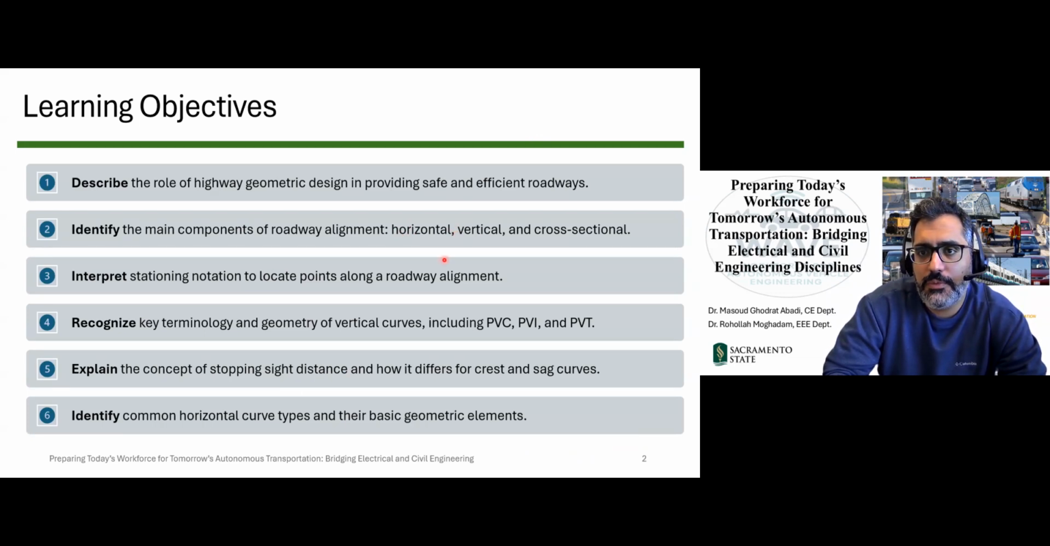You will be able to interpret stationing and understand how it is connected between horizontal and vertical alignment. You will be able to recognize key terminology related to both horizontal and vertical alignment. You will be able to explain safety concepts, especially with regard to stopping sight distance on curves. And finally, you will be able to identify common horizontal curves, different types of that, and different elements related to horizontal curves.